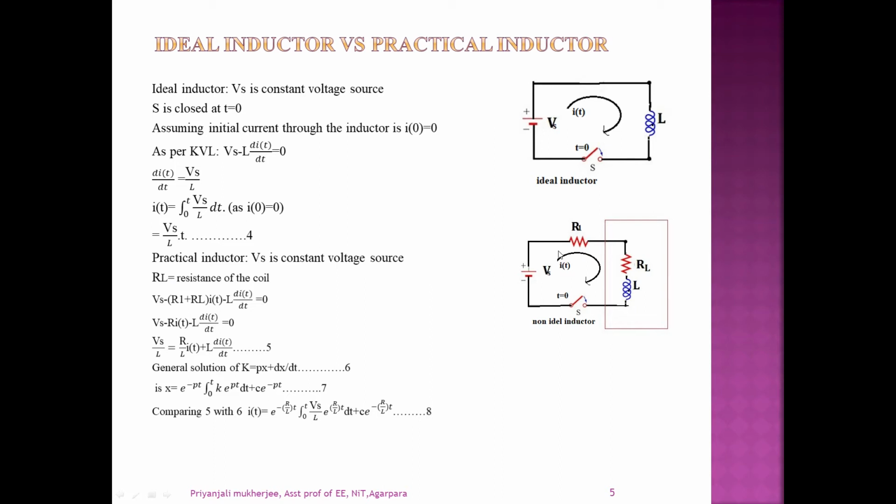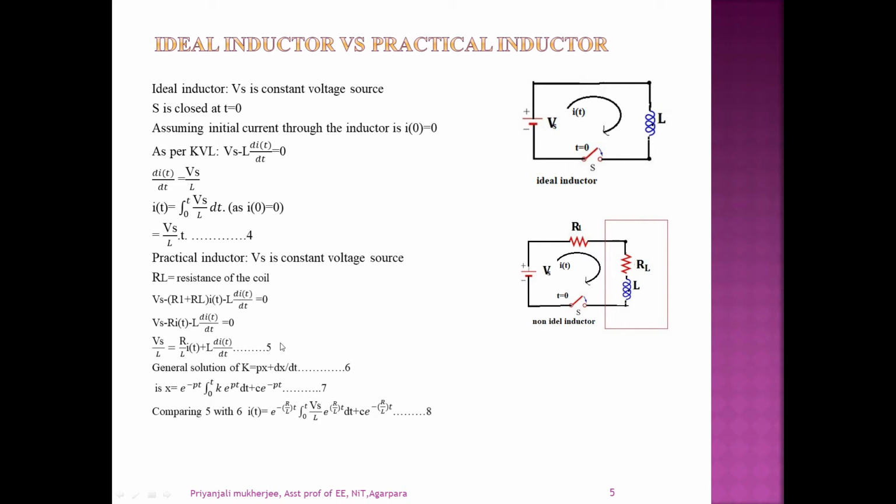Now consider the practical inductor. In the practical inductor, the resistance of the inductor coil has to be considered, and the total resistance of the circuit becomes R1 plus RL. If we consider R1 plus RL equal to R, then we can find the equation Vs minus R into i minus L di/dt equal to 0, or, dividing both sides by L, Vs by L is equal to R by L into i plus di/dt.